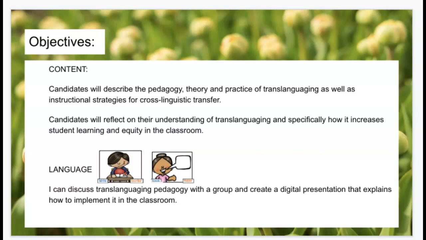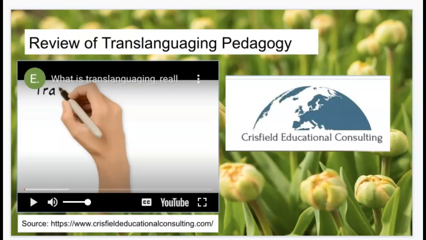So our language objective is that you can discuss translanguaging pedagogy with a group and create a digital presentation that explains how to implement it in the classroom. If we were able to meet in our VC, we would have discussed it as a group, but I explained that instead of doing partner work this week, I think it's better if you work individually on this, and I think that you'll be able to get more out of it. So let's start by reviewing some of the translanguaging pedagogy. We're going to watch this 1-minute video about what translanguaging is.